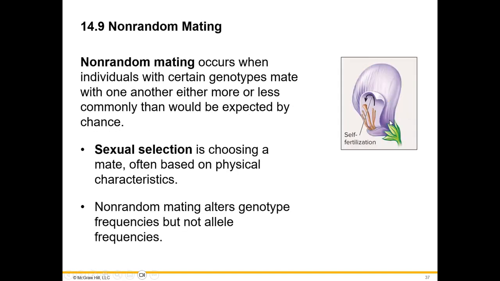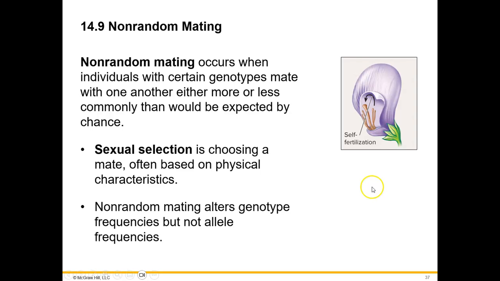When we talk about non-random mating, it occurs when individuals with certain genotypes will mate with one another more or less commonly than would be expected by chance. So sexual selection is choosing a mate, often based on physical characteristics. If it's not random, then there's something causing one group within the population to be more likely or less likely to mate with another group.